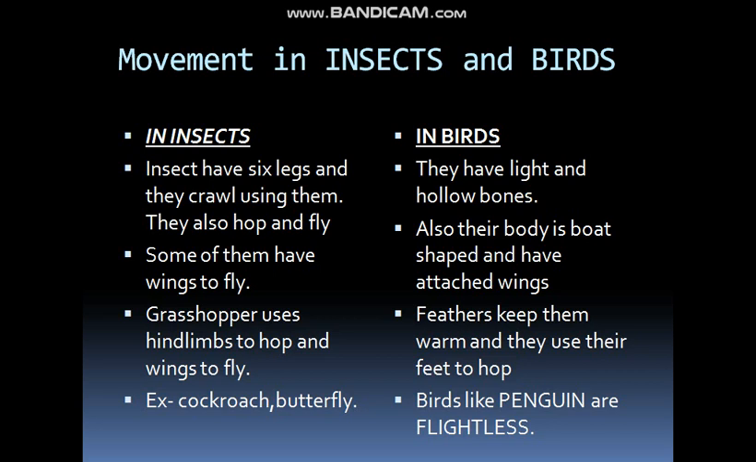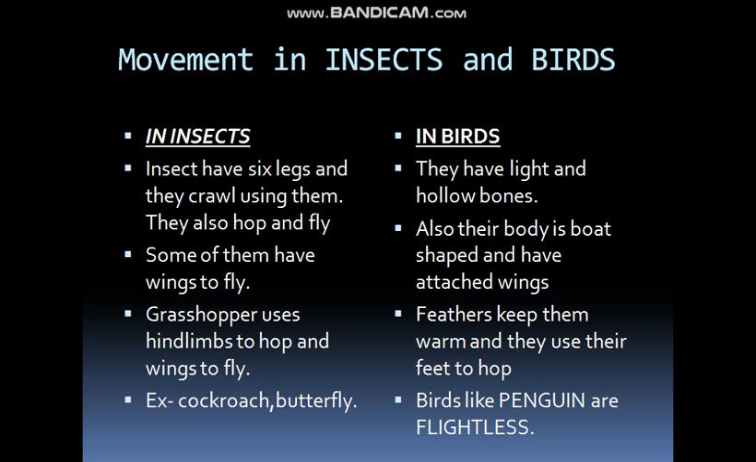Now have a look at the movements in insects. Insects have 6 legs. These legs help them to crawl, and also to hop and fly. Ants, bugs, lice and cockroaches crawl. Some insects also have a pair of wings, like the butterfly and grasshopper. A grasshopper uses its hind limbs to hop and wings to fly.